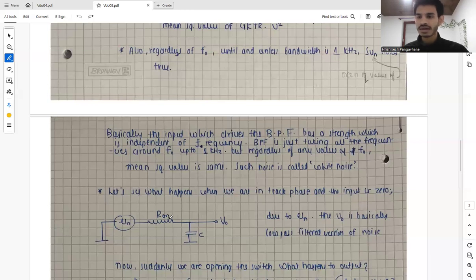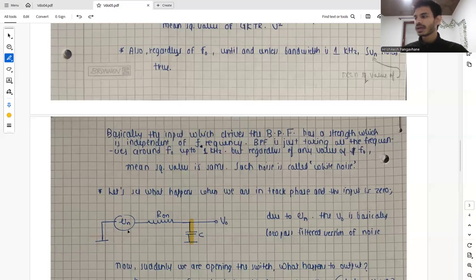So let's see what happens when we are in a track phase and the input is 0. We have a track phase, we have a hold phase. Again, we have a track phase, we have a hold phase. So when we are in a track phase for half of the clock cycle, the input is grounded, so basically the input is 0, and there only exists the switch which is turned on. When the switch is on, we have R on, and this R on has its noise, represented by Vn in series, and we have our capacitor. So there is no input as of now.